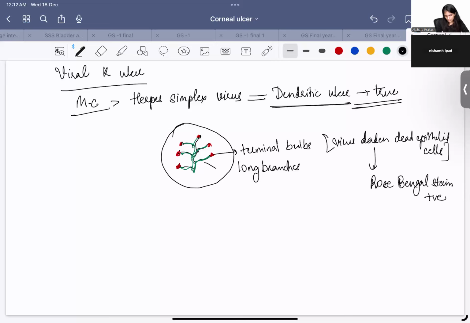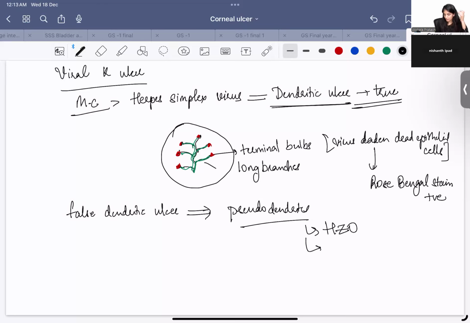What is the other thing? That is your false dendritic ulcer. It is also called pseudodendrites. What are the causes for pseudodendrites is your question. Herpes zoster ophthalmicus, trivial trauma like a paper cut or something can also cause pseudodendrites. One more is your acanthamoeba. So the causes for your pseudodendrites are these.